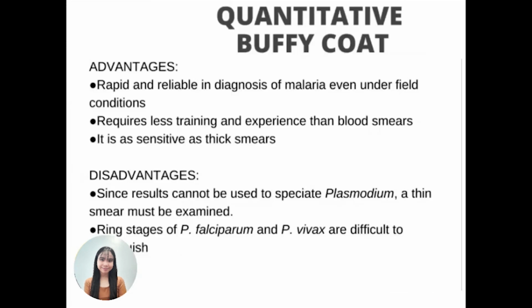The advantages and disadvantages of quantitative buffy coat. Advantages: rapid and reliable in diagnosis of malaria even under field conditions. Requires less training and experience than blood smears. It is also as sensitive as thick smears. Disadvantages: since results cannot be used to speciate Plasmodium, a thin smear must be examined. Ring stages of P. falciparum and P. vivax are difficult to distinguish. This problem is particularly important in endemic areas where P. falciparum coexists with P. vivax.